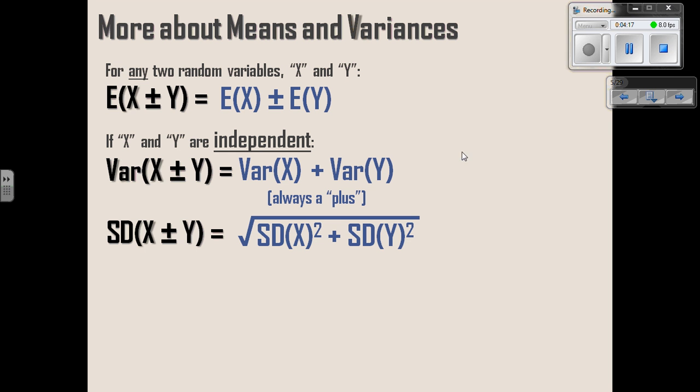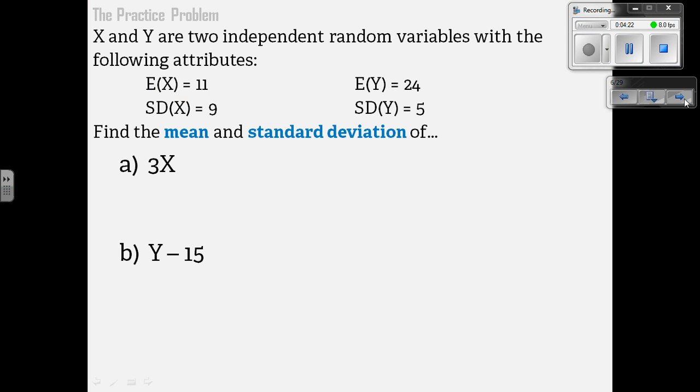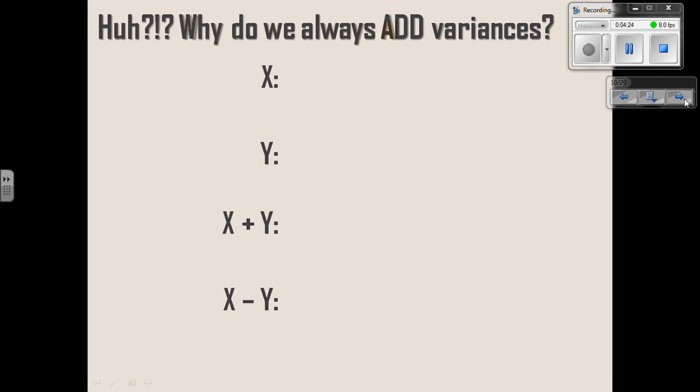And now we will look at the examples. I am going to move forward, though, and show you real quick. I have to go forward in the slides. Come back to this. Okay, so why do we always add variances?